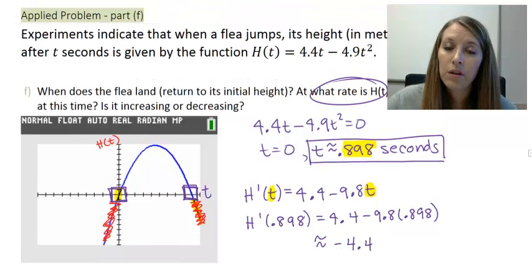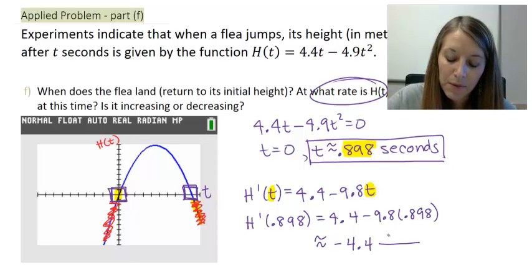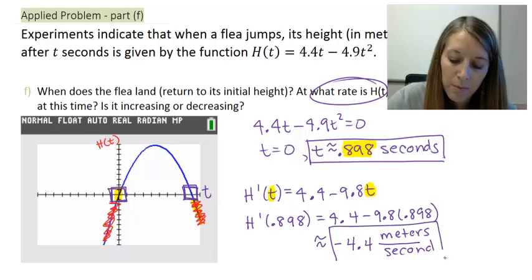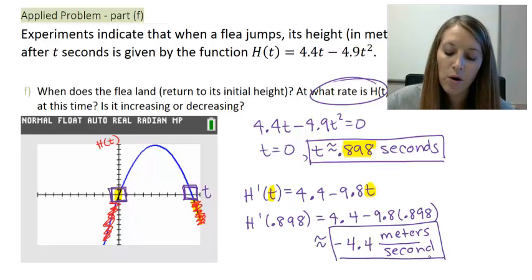Now we need to label this. We said we are computing rate. Rate is something per something, and just like any other part of the problem, this was meters per second. So at the very end of the jump, the flea is going negative 4.4 meters per second.